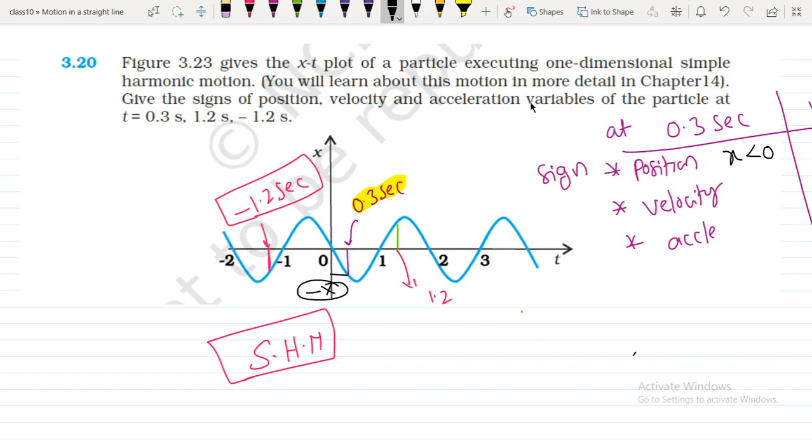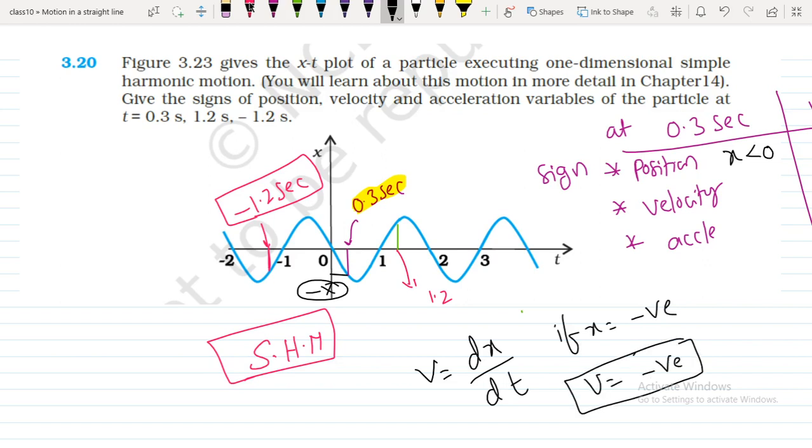If the position is negative, what about the velocity? We know velocity equals the rate of change of displacement, dx by dt. If x is negative, the velocity is also negative. So here the velocity is also negative. The sign of velocity is less than 0, meaning negative.